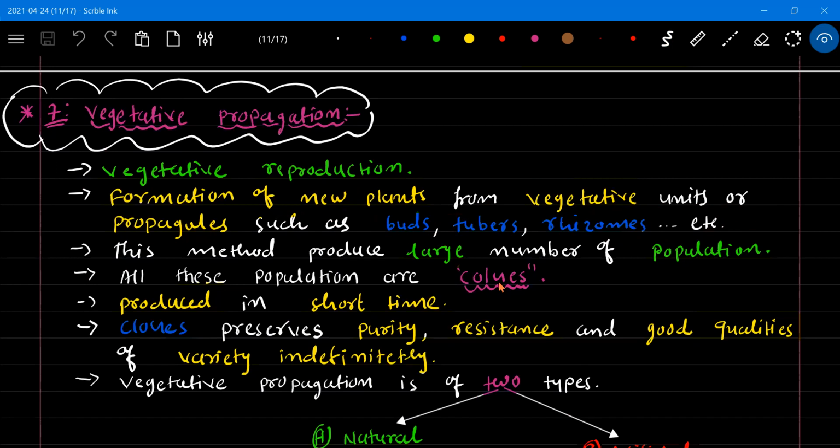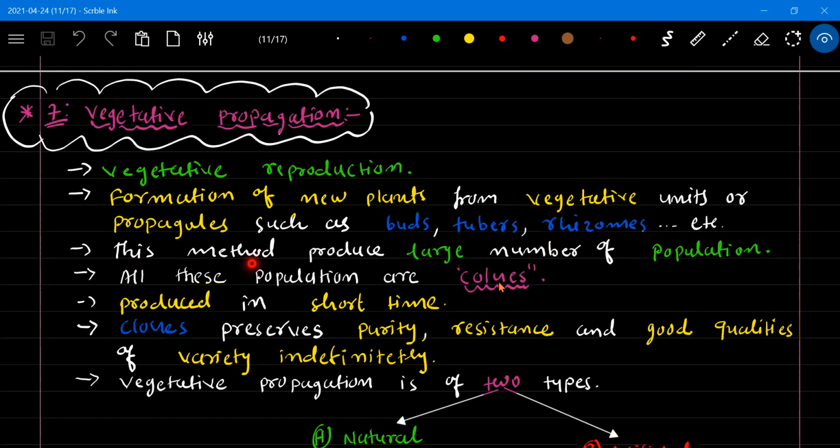Different units mean small pieces of the plant, for example, buds, tubers, and rhizomes. We have already seen the buds present on the outer surface of the plant, for example, the eyes, the buds present on the potato, then the tubers. If we cut the potatoes into different pieces and sow these pieces into the soil, then they can also give rise to a new plant. Rhizomes, we have already discussed the rhizome in the board lecture, that is the rhizome in ginger. We just saw that.